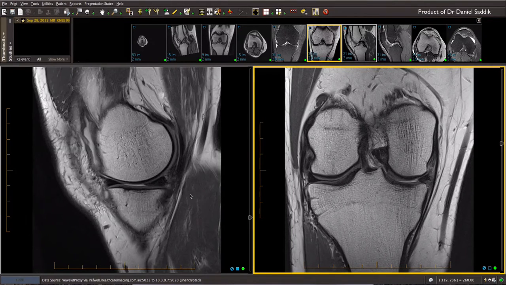Stop. Now that's important. It's important to describe this meniscal fragment. You might say, oh, what does it matter? You've said there's a meniscal tear. Who cares? And often that's the case. Often it doesn't matter.